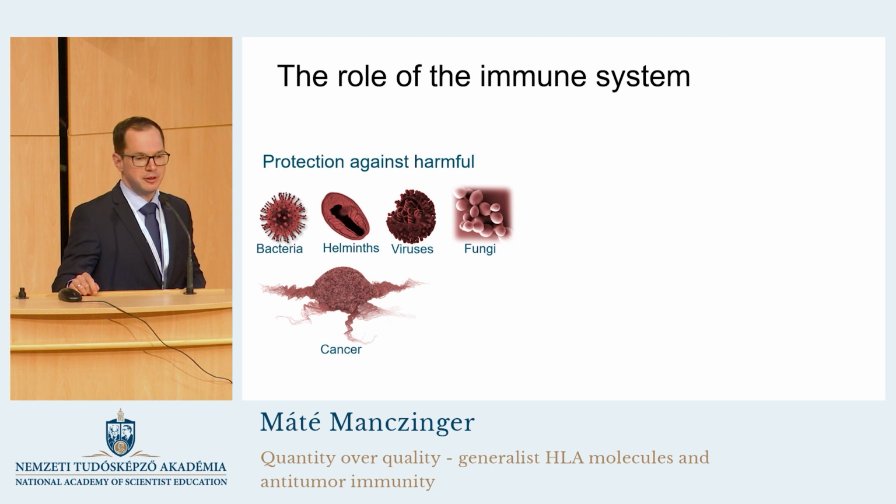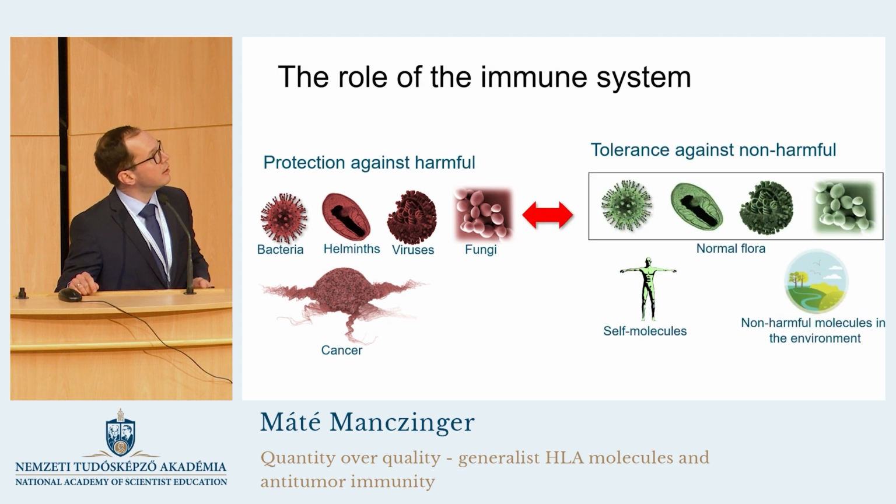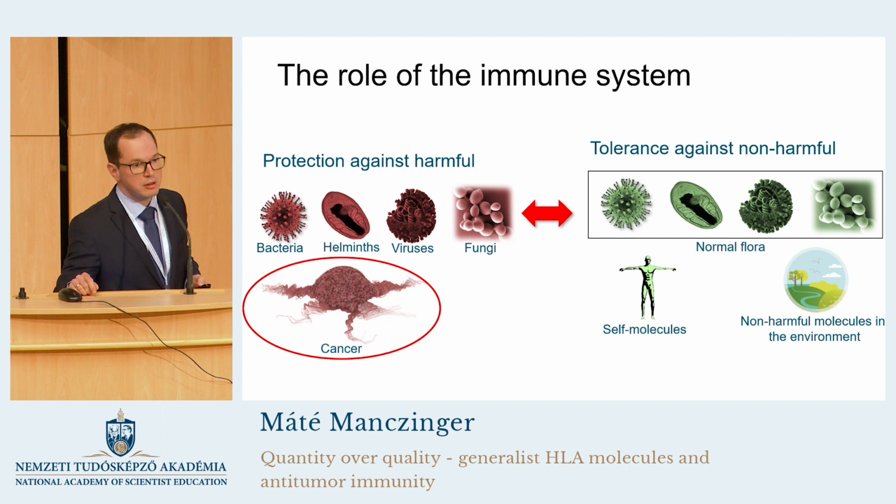So the role of the immune system is to differentiate between the harmful and the non-harmful substances. They have to tolerate the non-harmful substances. The harmful substances, quite logically, are viruses, helminths, bacteria, fungi, but there are normal and non-harmful such microbes in our bodies too. Around 3 decades ago, it became quite clear that cancer is also a very harmful thing against which our immune system has to defend our body.